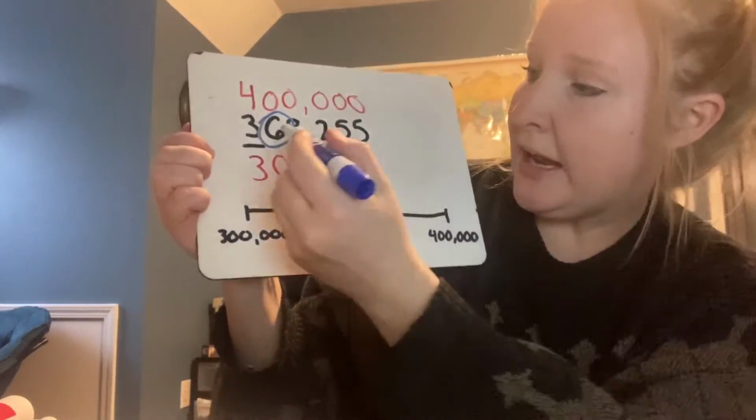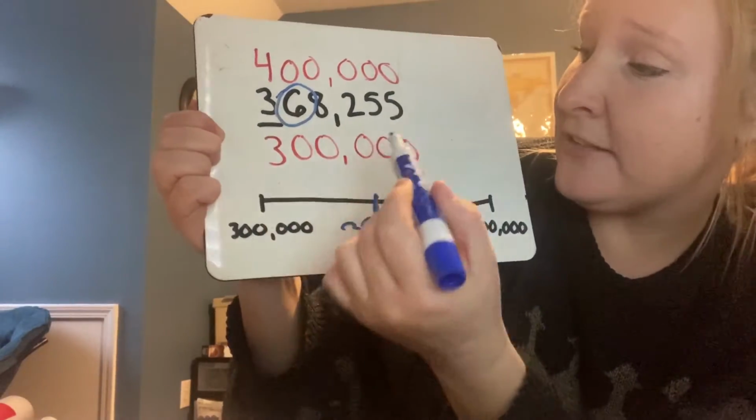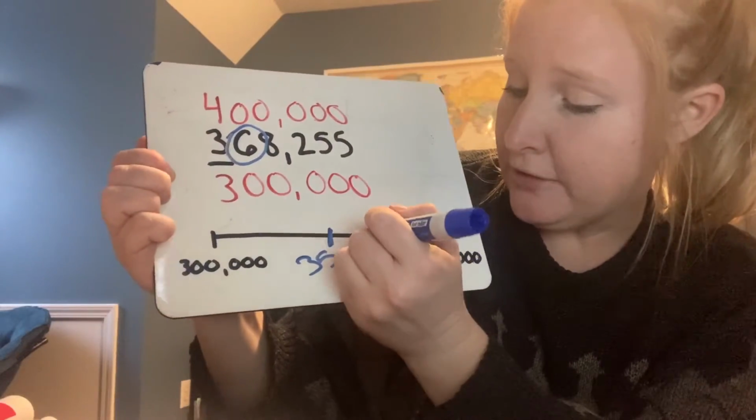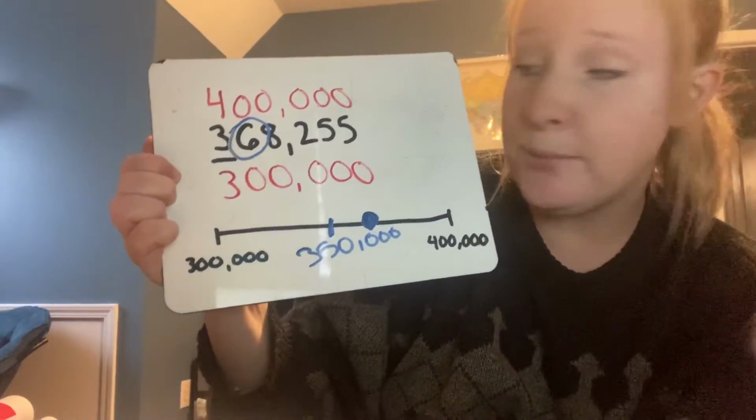Because remember, 5 is a benchmark in itself. 5 is exactly halfway between 0 and 10. So 350,000 will be halfway in between 300,000 and 400,000. If something is greater than halfway, it's going to be closer to that top benchmark. If it's less than halfway, it's going to be closer to the first benchmark. So if I'm looking at my number line, this 368,255 is going to fall above that 350,000, somewhere around about that point.